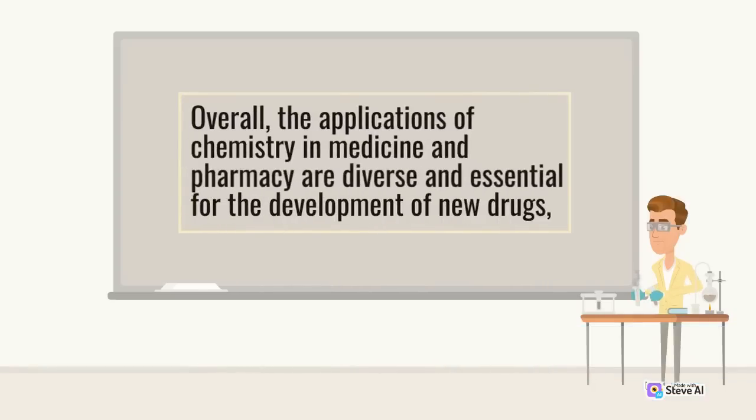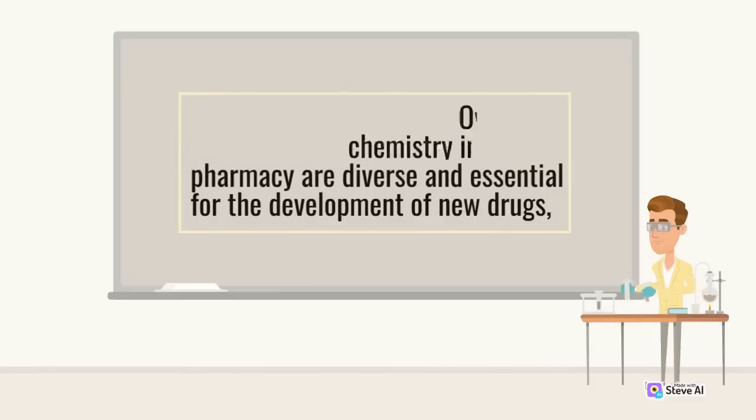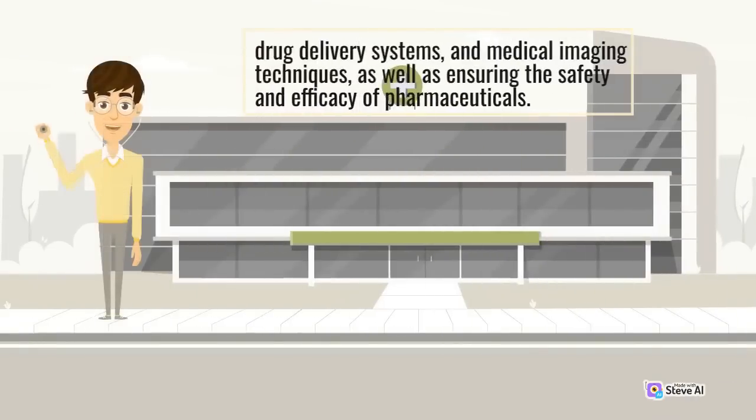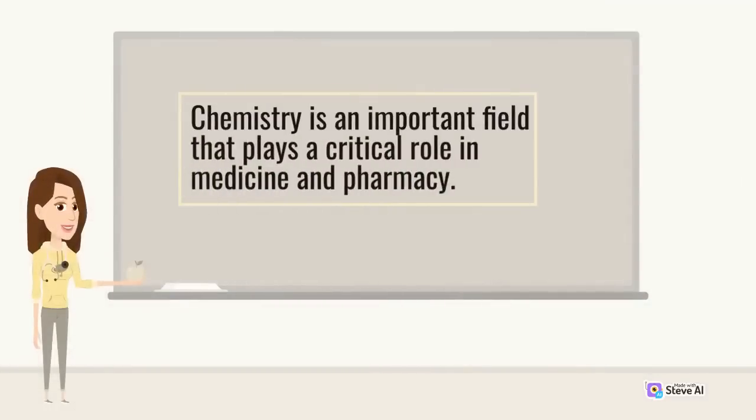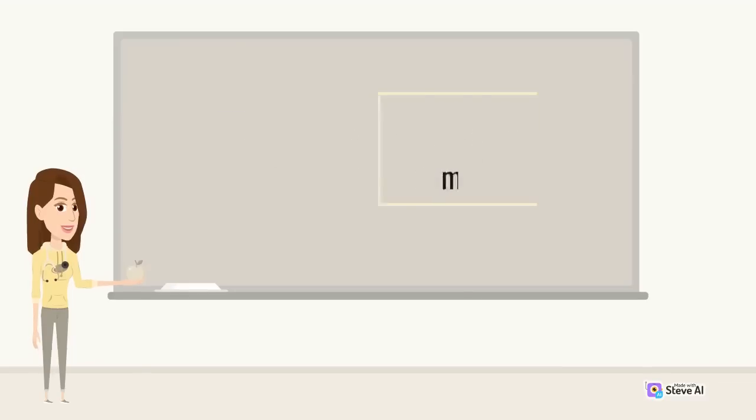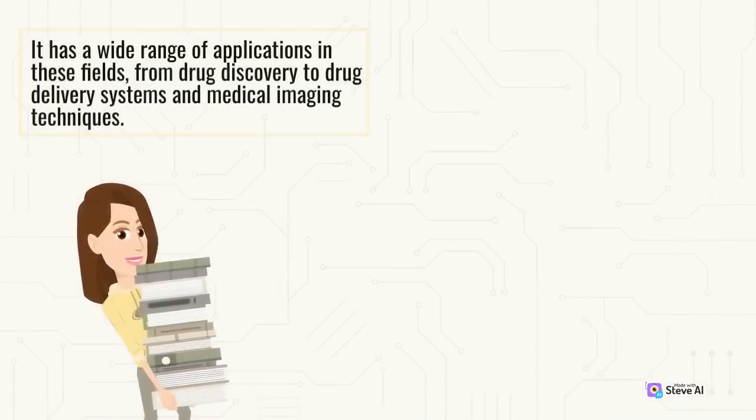Overall, the applications of chemistry in medicine and pharmacy are diverse and essential for the development of new drugs, drug delivery systems, and medical imaging techniques, as well as ensuring the safety and efficacy of pharmaceuticals. Chemistry is an important field that plays a critical role in medicine and pharmacy. It has a wide range of applications in these fields, from drug discovery to drug delivery systems and medical imaging techniques.